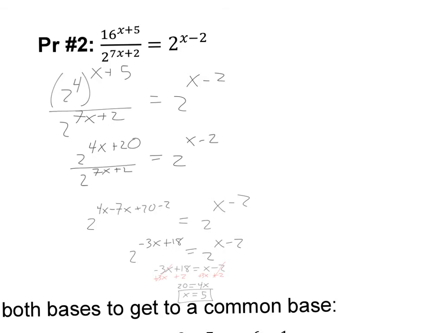Okay, quite a few steps in this one, but it's not really that bad. They're all pretty simple steps. The first thing I saw is that I could write 16 as 2 to the 4th, and if I do that, that means I can just multiply. So I distribute that 4 and I get 4x plus 20.